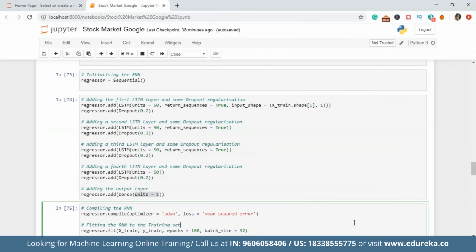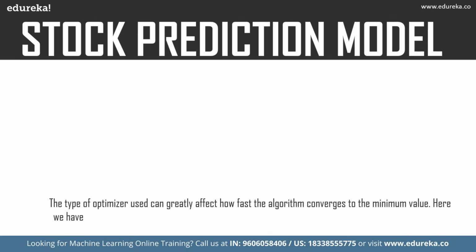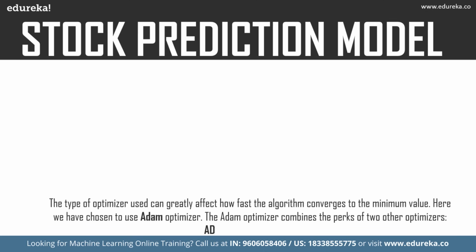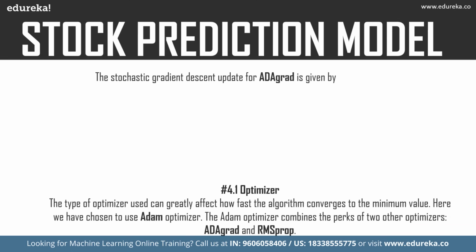Next, what you're going to do is compile your RNN. Here you're going to be using something known as an optimizer. And let me just begin by saying that an optimizer is one of the 2 arguments that are required for compiling a Keras model. Now, the type of optimizer used can greatly affect how fast the algorithm converges to the minimum value. Also, it is important that there is some notion of randomness to avoid getting stuck in a local minimum and not reaching the global minimum.